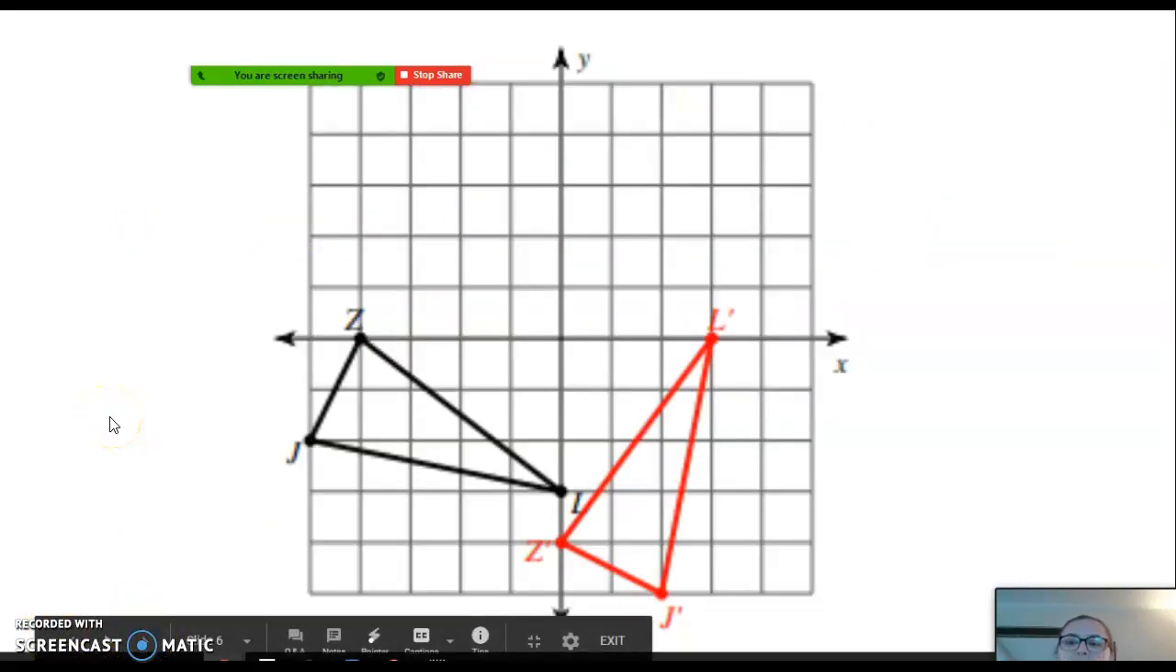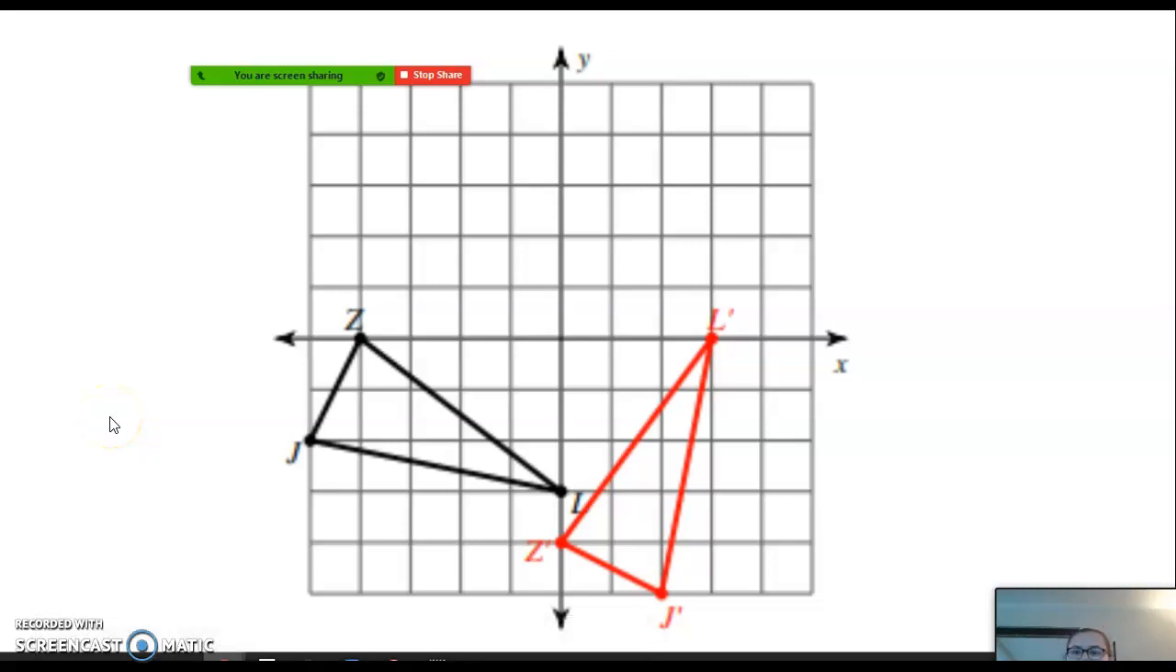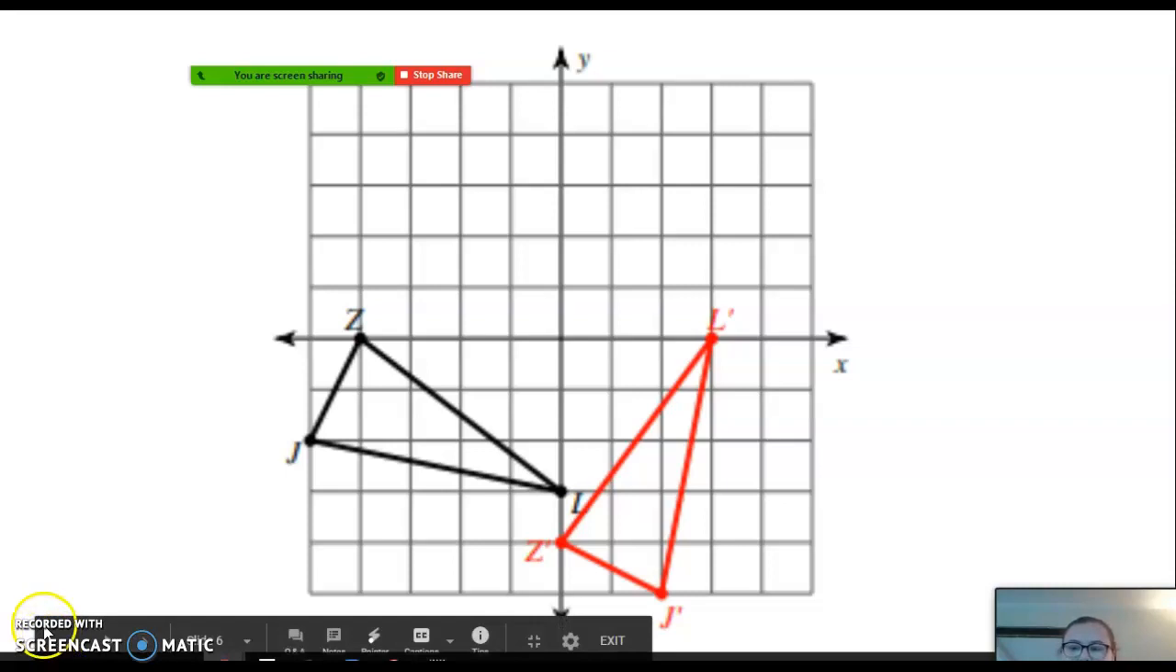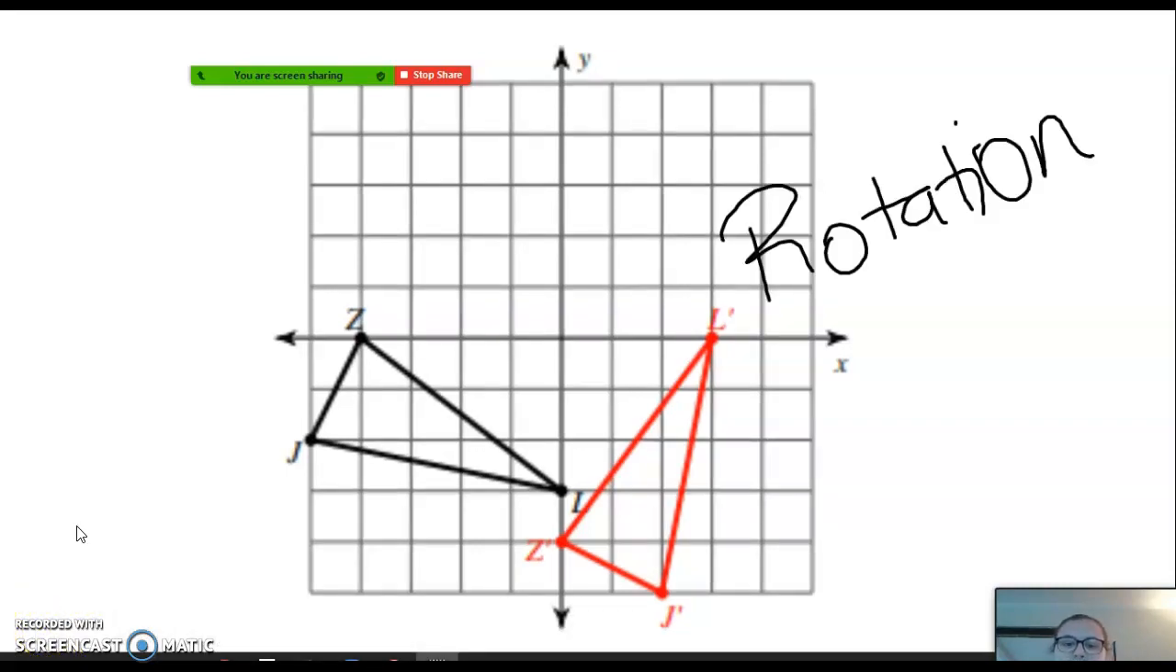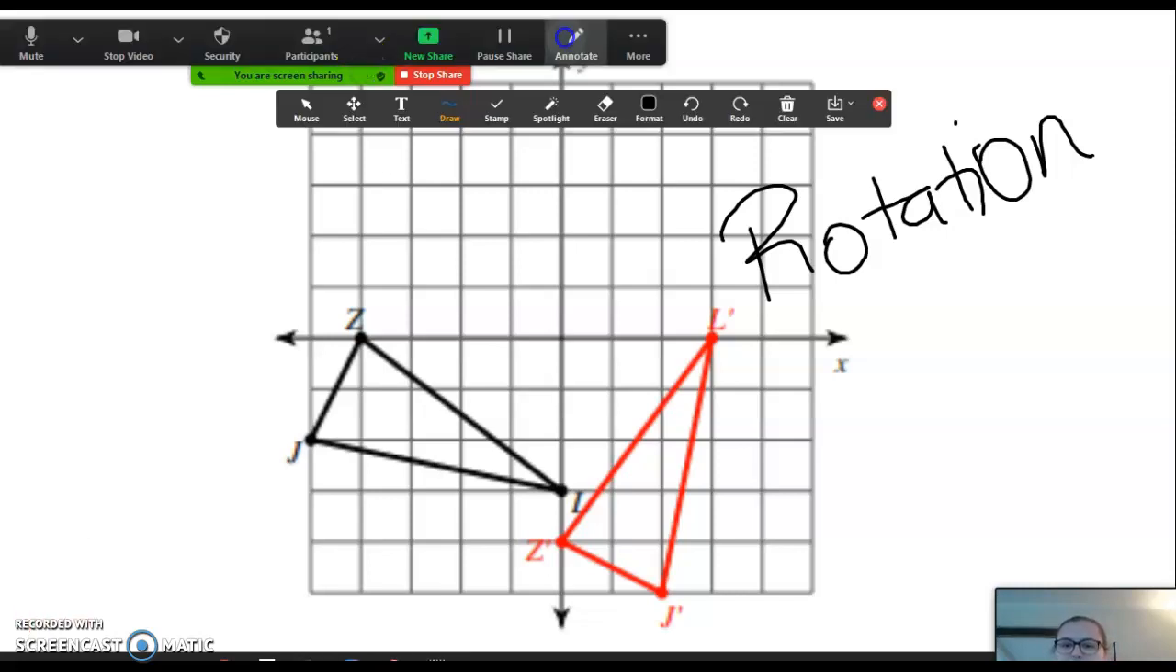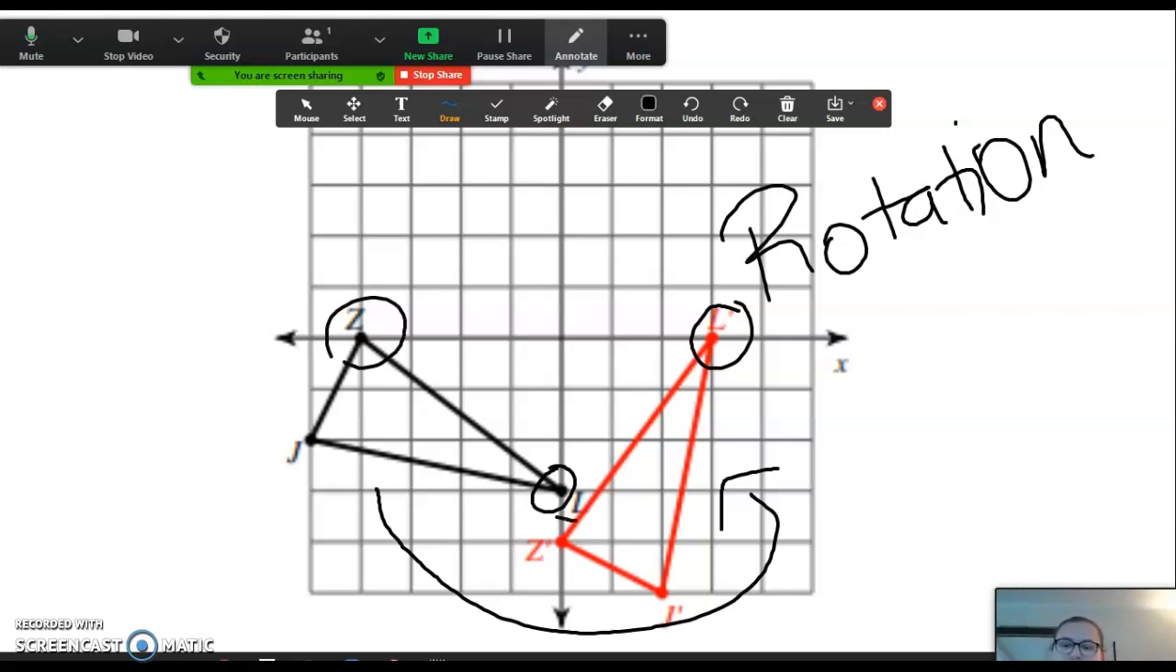All right, I would like for you to go ahead and name the transformation. Is this a reflection, rotation, or translation? Good, this is a rotation. This is actually a rotation 90 degrees counterclockwise. So we're going backwards on a clock. It's 90 degrees counterclockwise. So this point corresponds here, this corresponds here, and this last one corresponds over here.